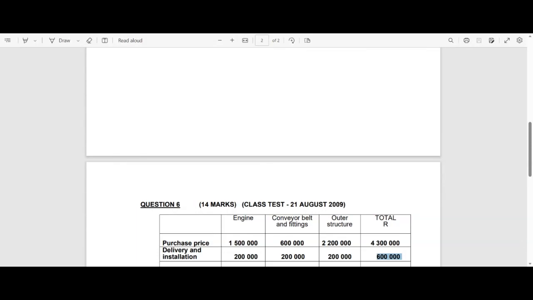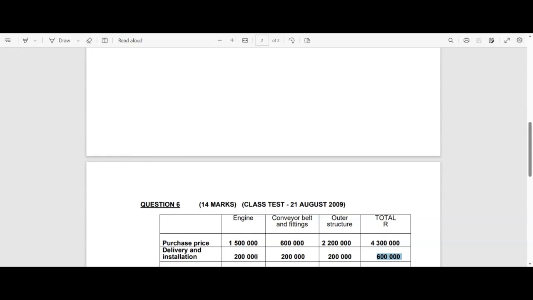So when we allocate it evenly or equally, all you need to do, ladies and gentlemen, is see how many significant parts there are. And we now see there are three. There's the engine component, there's the conveyor belt and fittings component, there's the outer structure component. So there are three significant parts. So if we are going to allocate that 600,000 rands evenly over those three parts, it simply means we have to divide that 600,000 rands by the three components.